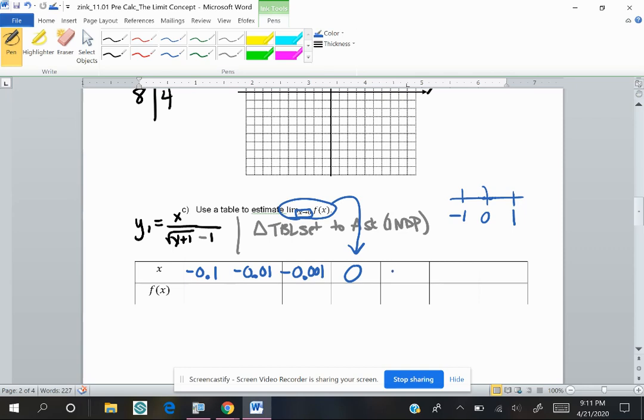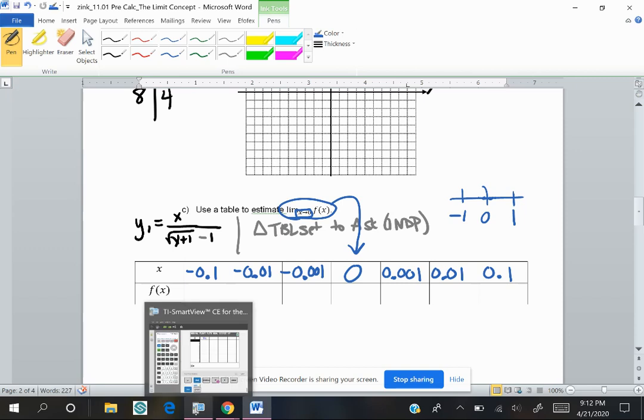And then on the right side, I'm going to do the same thing but with the positives. So 0.001, 0.01. So on this side, we're getting further away from 0, closer to 1, but still we're really, really close to 0.001. And you don't have to do these. You could have done 0.0001. You could have started at 0.01. We're just trying to use these so that we can get an idea of what we're approaching.